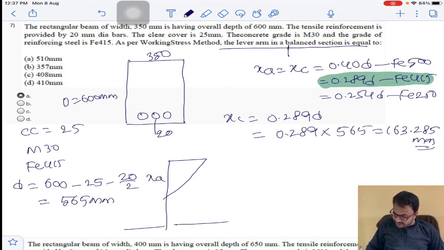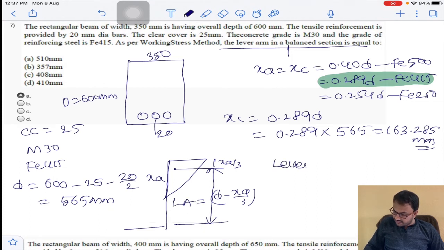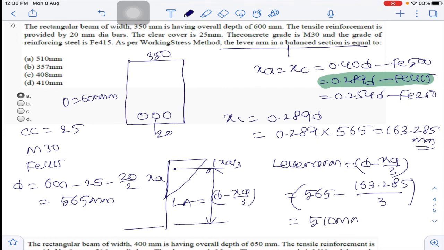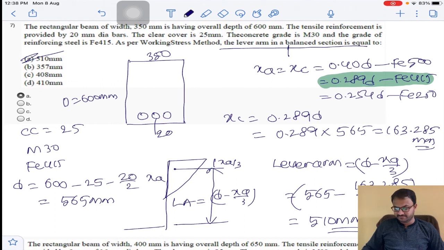Okay, so as the variation is in the linear portion, this is XA and the triangle, this triangle centroid is somewhere here. This distance is XA by 3 and this will become the lever arm. D minus XA by 3 will be the lever arm. So I am writing here lever arm: d minus XA by 3. What is d? It is 565 minus 163.285 divided by 3. So it will be 510 mm. Clear? So this is answer A for question number 7.